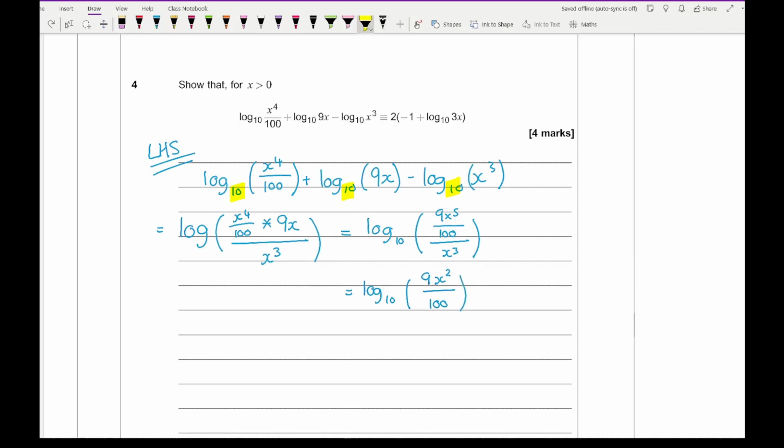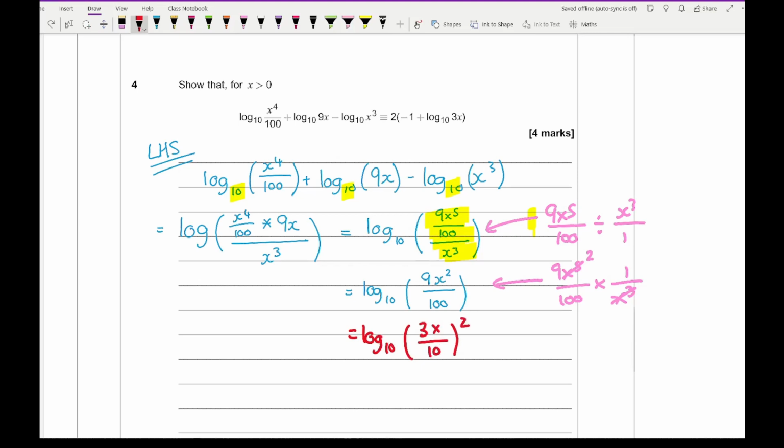If you're not sure where that's come from, if I just simplify all of this, I've got 9x to the 5 over 100 divided by x cubed, which becomes 9x to the 5 over 100 multiplied by 1 over x cubed. That becomes x squared, which leaves me with what I've got in the bracket. Now, when you're thinking of logs, you always want to think, I can write this as a power. So this becomes log 10 of 3x over 10 squared.